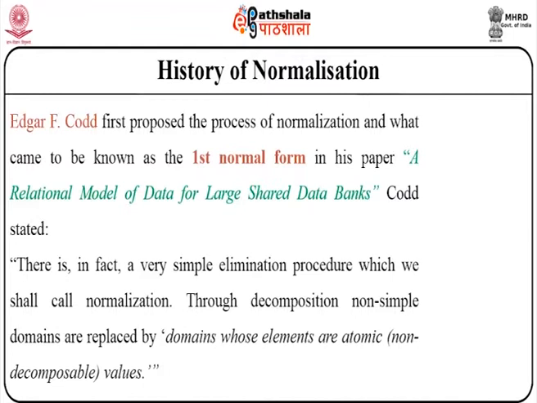There is in fact a simple elimination procedure which we shall call normalization. Through decomposition, non-simple domains are replaced by domains whose elements are atomic. Atomic in the sense that every attribute in a particular relation should have only one single value. So, these are non-decomposable values. By way of normalization, as far as first normal form is considered, we will try converting every relation into atomic values.